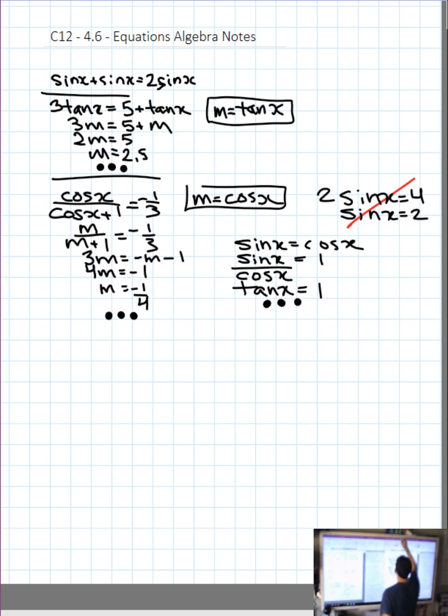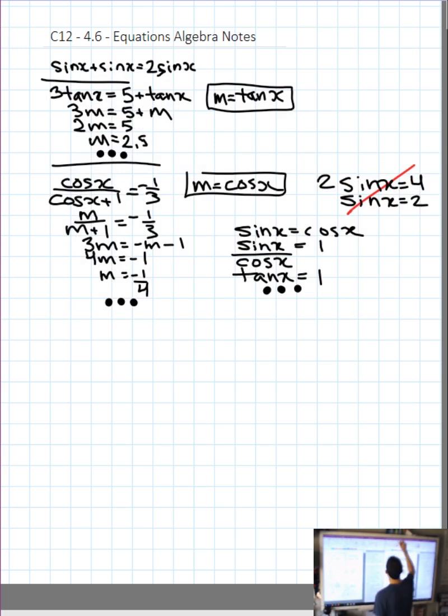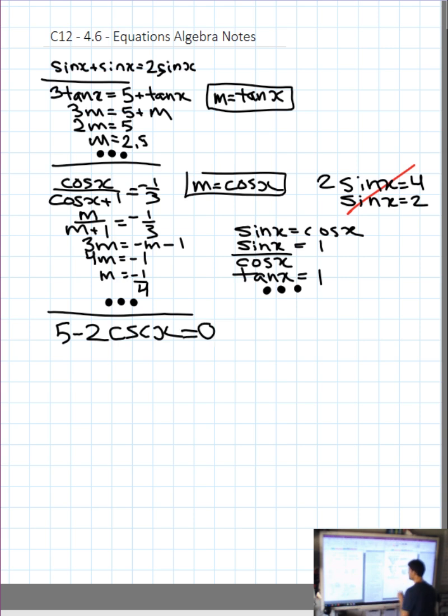Okay, so let's take a look at an example down below. 5 minus 2 cosecant x equals 0. Well, I know that from my definitions, cosecant x, or theta, is equal to 1 over sine x. Remember, the first letters switch, or the first letters are the reciprocals of each other.